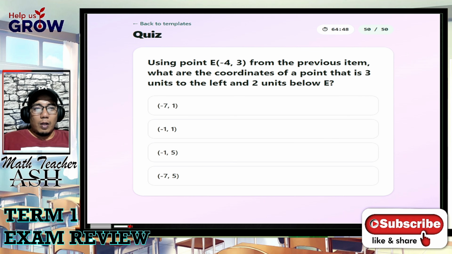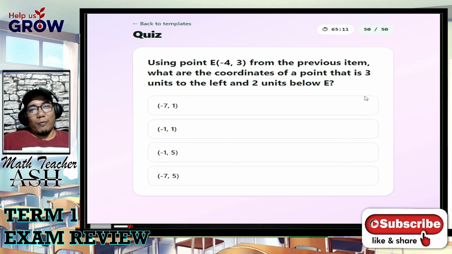Using point E, located at (negative 4, 3) from the previous item, what are the coordinates of a point that is 3 units to the left and 2 units below E? Alright. Is it (negative 7, 1)? Is it (negative 1, 1)? Is it (negative 1, 5)? Or is it (negative 7, 5)? What do you think is the answer, my dear math learners?